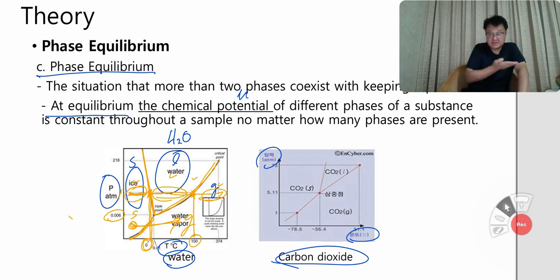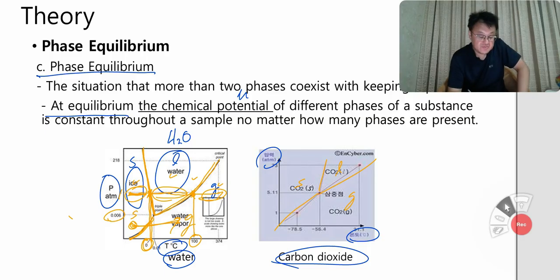That means that you have the same chemical potential for solid and gas, right? The same here: solid, liquid, gas, boundary between solid and liquid, boundary between liquid and gas, boundary between solid and gas, okay? You may have learned about why this slope is negative while this slope is positive for CO2 in general chemistry. So today I don't want to go into that issue.